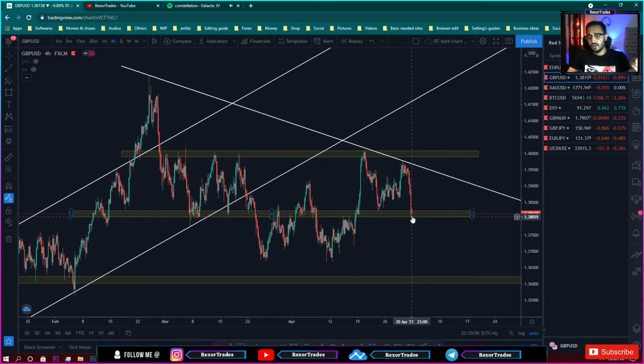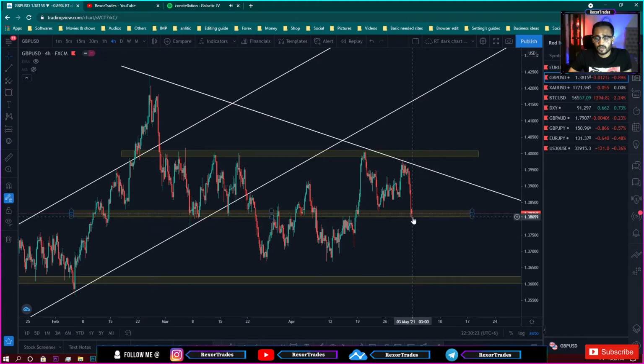So you can wait for GBP USD to break out of this key zone over here with bearish momentum, and then you can enter short when GBP USD breaks and closes below this zone over here. And so that's my analysis on GBP USD.